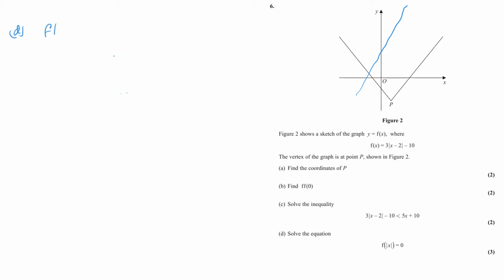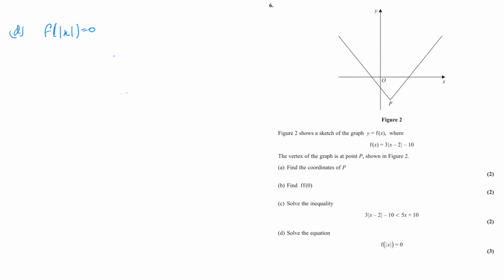part D, solve that equation. So there's two ways to look at this. So mod x means that the positive side of the x is reflected in the negative side. So this goes like this, and then goes like this. So this is now my graph. Yeah, and we're going to find these two values there where it equals 0.